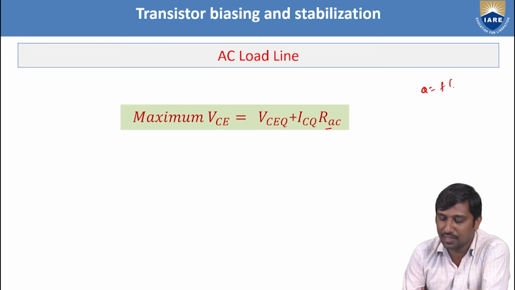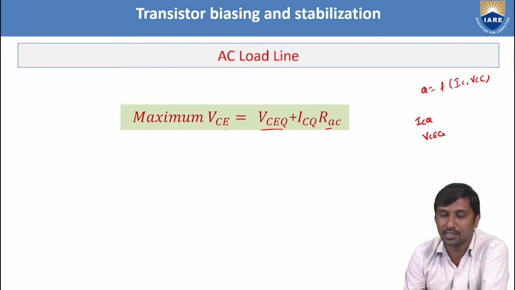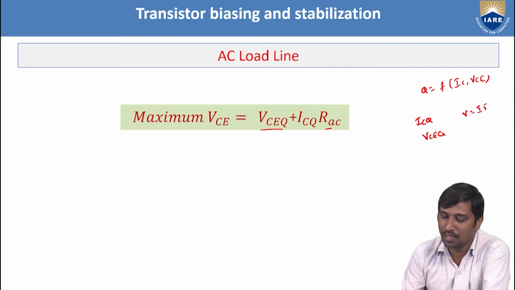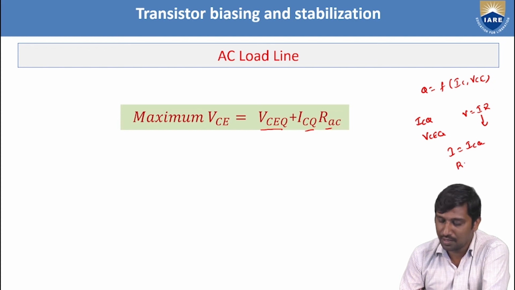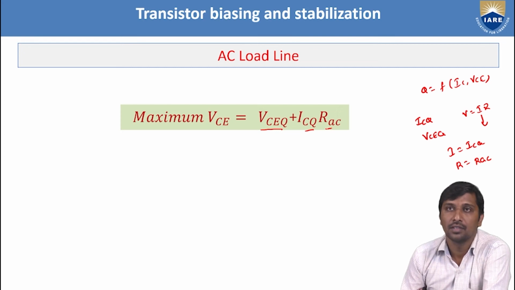What is the Q point on the DC load line? We observed that it is a function of IC and VCE. Hence, we identified ICQ as well as VCEQ. So here we identify the VCE passing through the Q point, and again we need to write V is equal to I into R. I means your ICQ, and R under the AC equivalent circuit is represented as RAC. So the maximum VCE is represented as VCEQ plus ICQ into RAC.